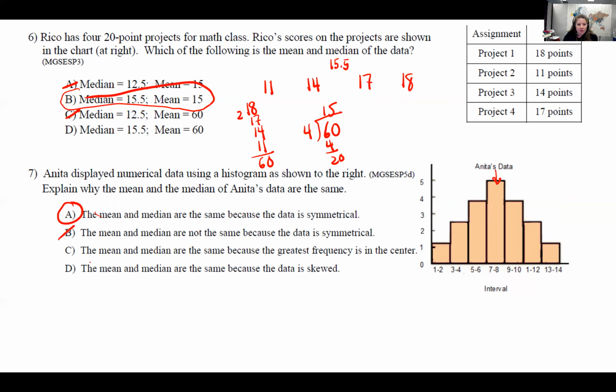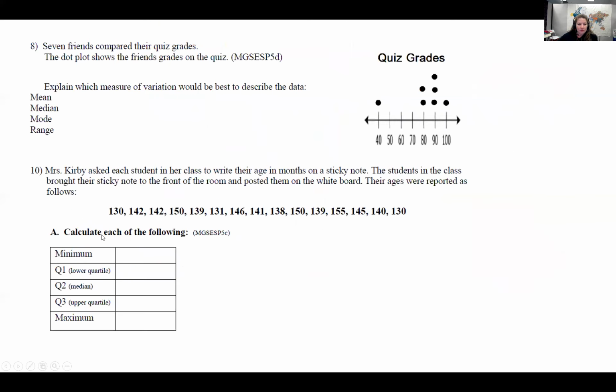Not the same. Nope. Because the greatest fluency is in the center. Well, I mean, that is true, but that's not why they're the same. Because even if it was the opposite, if these are our highest bars on the outside and they were getting shorter and the smallest one was in the center, letter A would still be true. Okay, and the data is definitely not skewed. So A is the best answer.